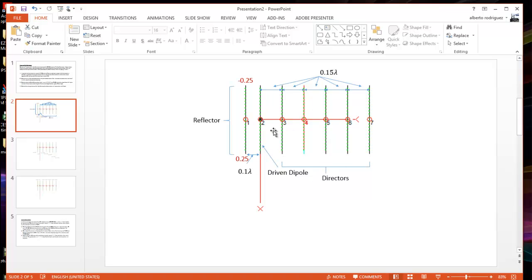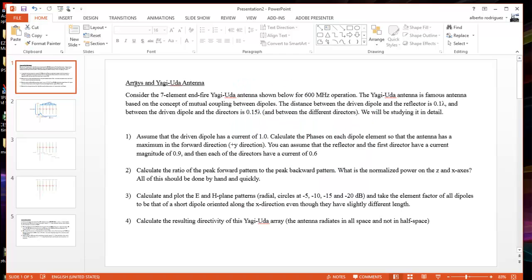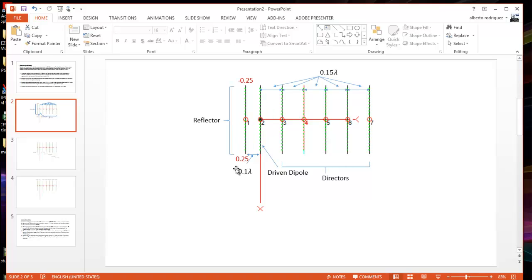The distance between the driven dipole and the directors is equal to 0.15 lambda. Make sure also to note here that they don't give us any information regarding the length of the dipole. So we assume the dipoles to be half a lambda. So when we enter the geometry, we'll just go from 0.25 to minus 0.25. If you add that together, it makes the distance equal to 0.5 lambda.